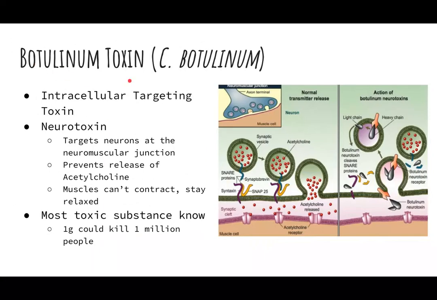Botulinum toxin is an intracellular targeting toxin that's a neurotoxin produced by Clostridium botulinum. What botulinum toxin does is it targets the neurons at the neuromuscular junction, which is how your nervous system controls your muscles. And it prevents the release of acetylcholine. Acetylcholine is the neurotransmitter that causes your muscles to contract. So if your muscles can't contract because acetylcholine isn't released, then they stay relaxed. It causes all of your muscles to relax, including your diaphragm, eventually causing you to suffocate.